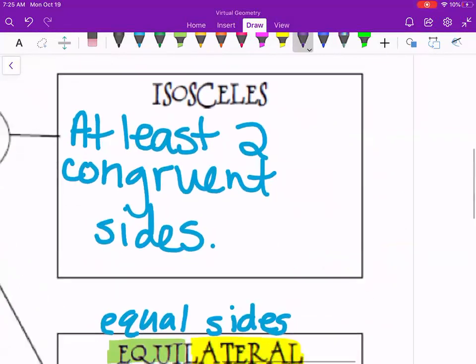Continuing working backwards, isosceles, again, we have two sides that have to be the same. So only two sides might have the matching congruence marks, maybe 1 dash and 1 dash. So those two longer sides for this specific picture would be my two congruent sides.